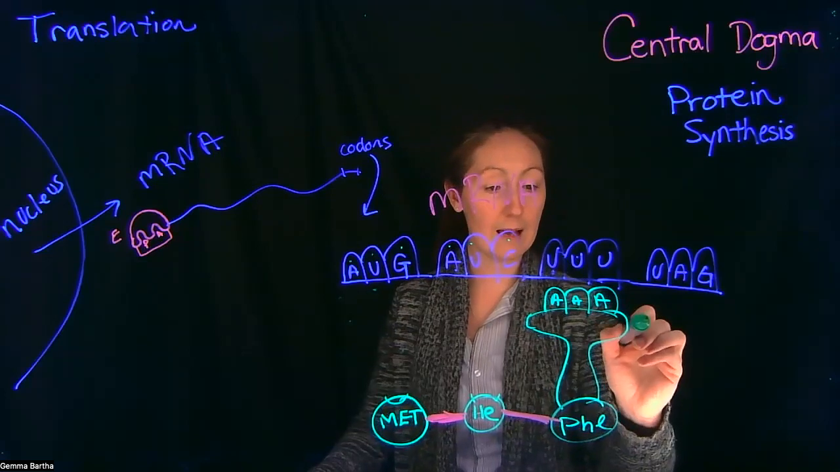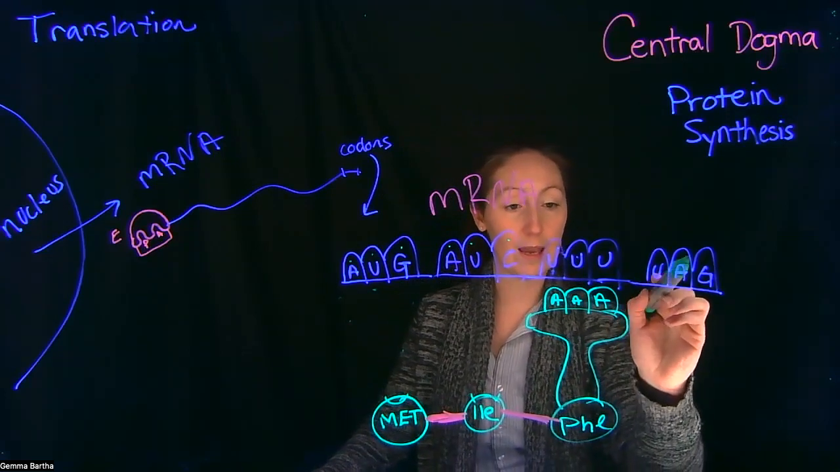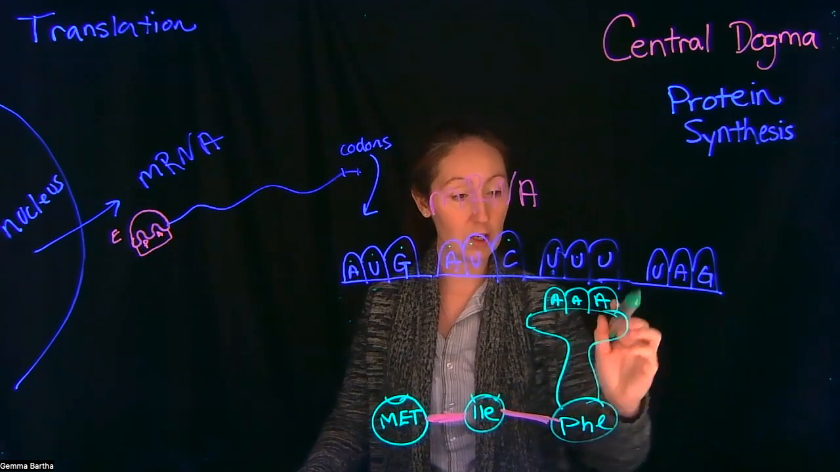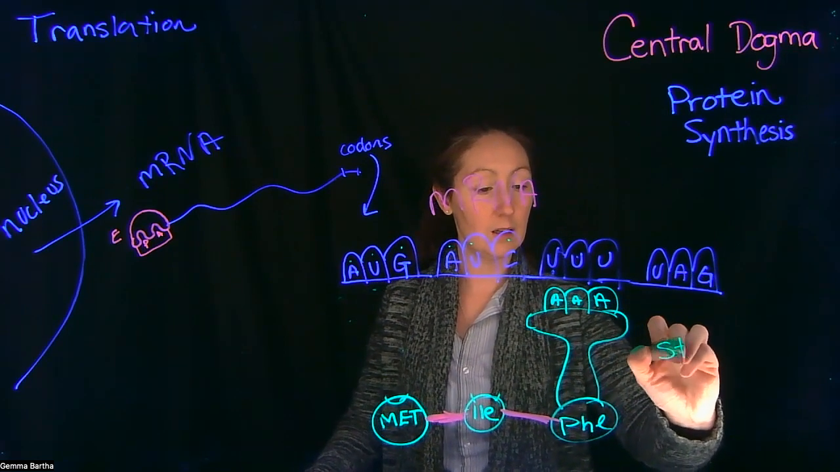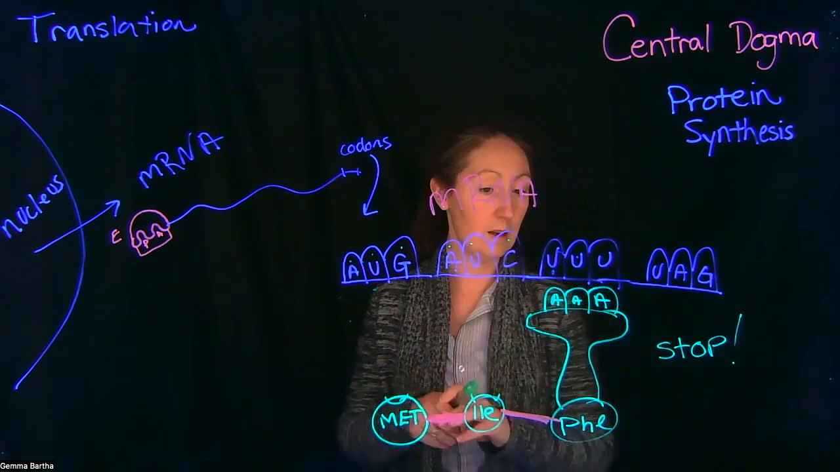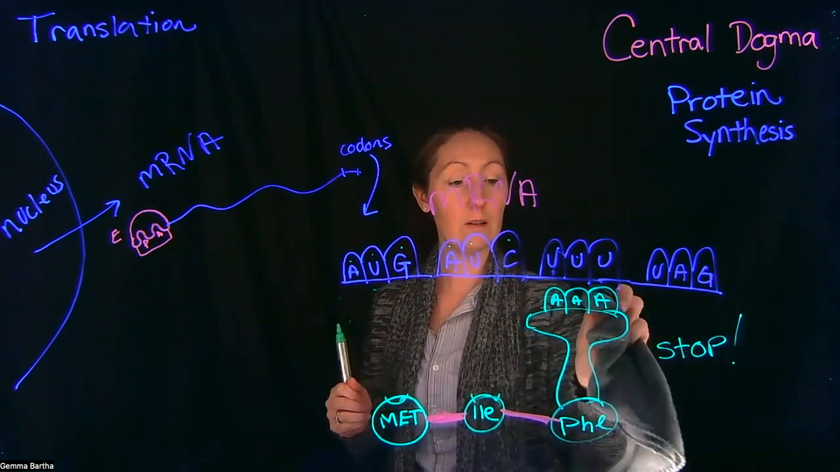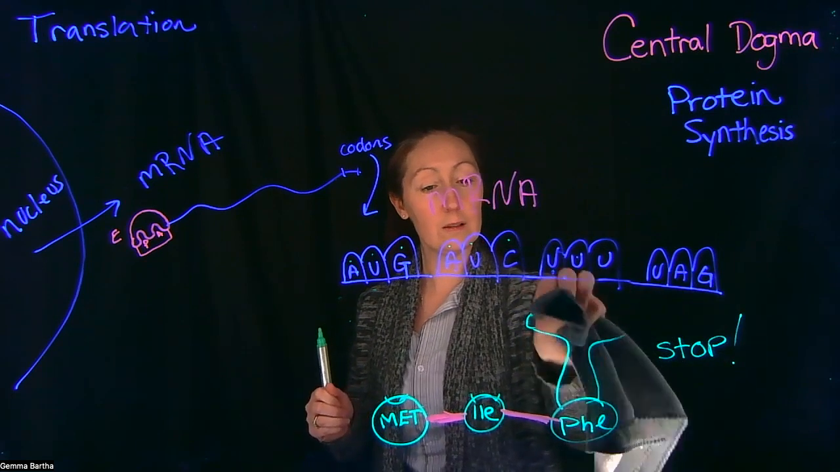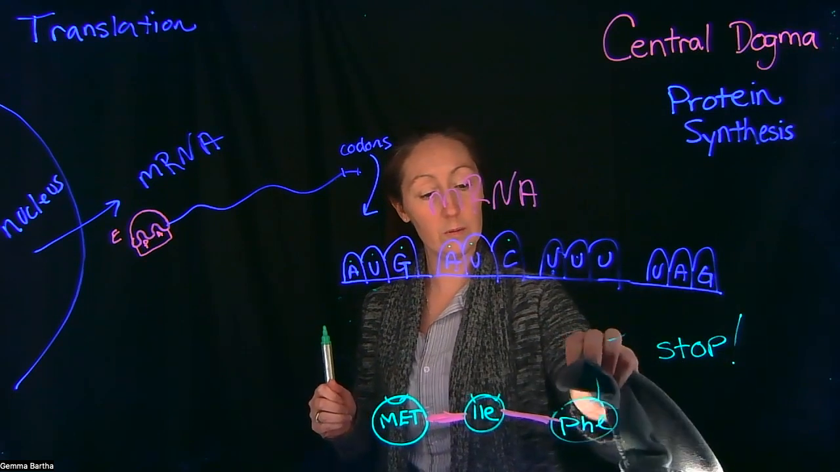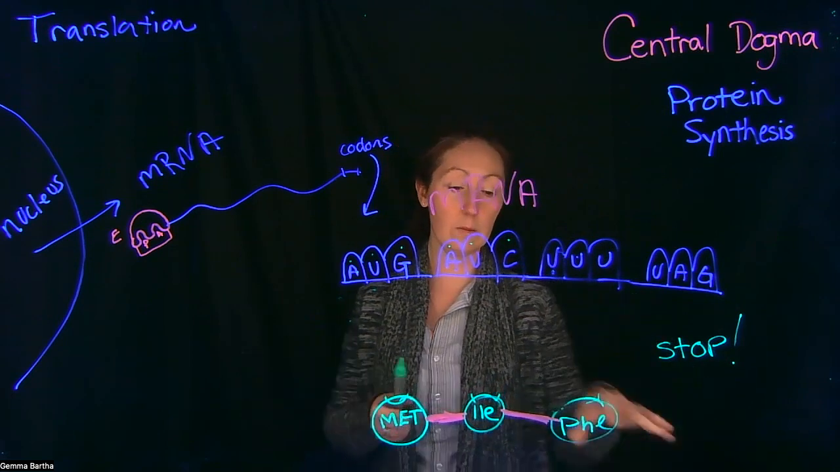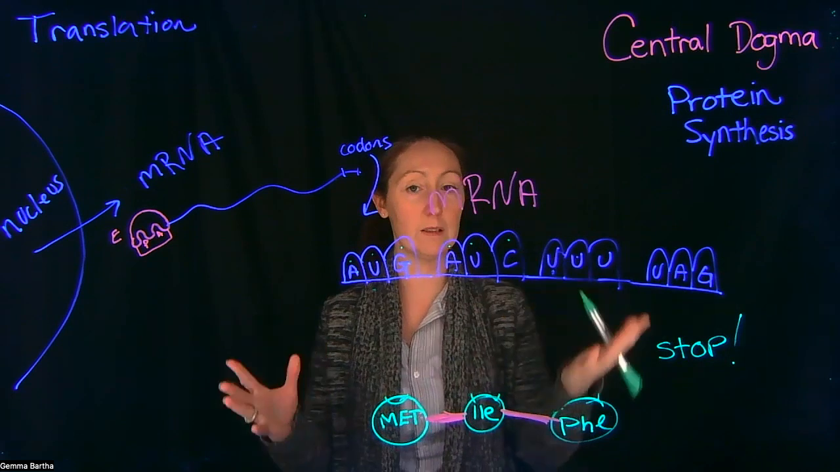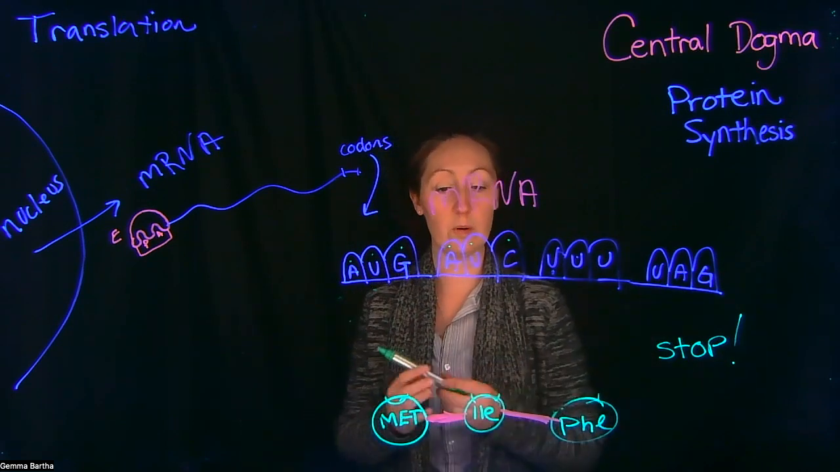All right, and so then we have our last UAG, and UAG just stands for stop. It tells the ribosome to stop going through translation. And then we are left with a tiny little fragment of protein. And obviously, if you had gone on, you'd have more and more amino acids.